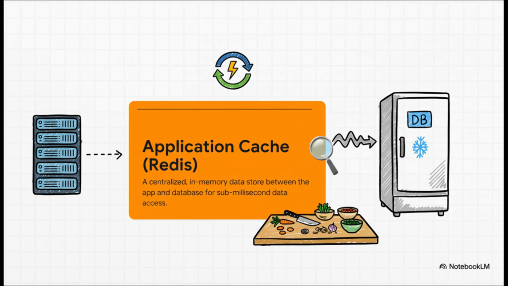Redis is an in-memory data store. That means it keeps data in super fast RAM, not on a slower disk. It acts like a high-speed buffer right in front of your main database. If your database is the big, slow walk-in freezer down in the basement, Redis is the prep counter right next to the stove, holding all the ingredients you need right now for instant access.